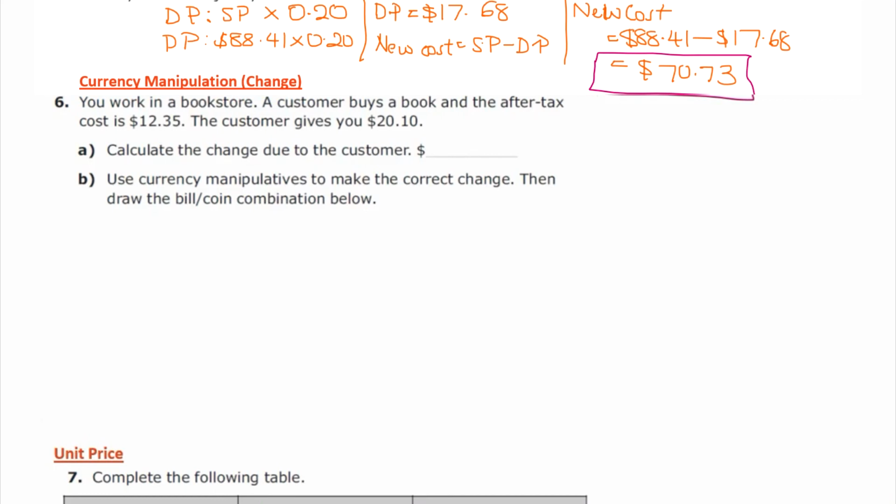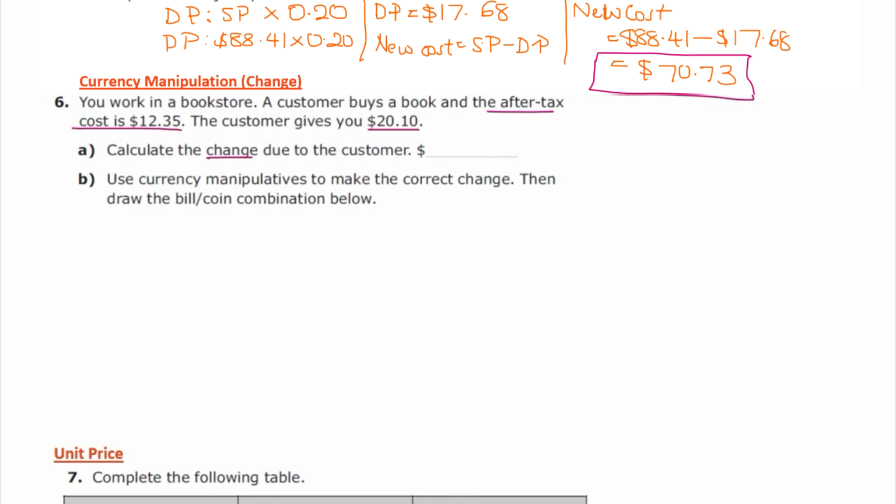In here it says that you work in a bookstore, a customer buys a book, and the after tax cost is $12.35. The customer gives you $20.10. The question asks you to find the change due to the customer. So what will the customer collect after giving $20.10 to the cashier, when the cashier checks that the cost after tax is $12.35? What you have to do is just easy math subtraction.